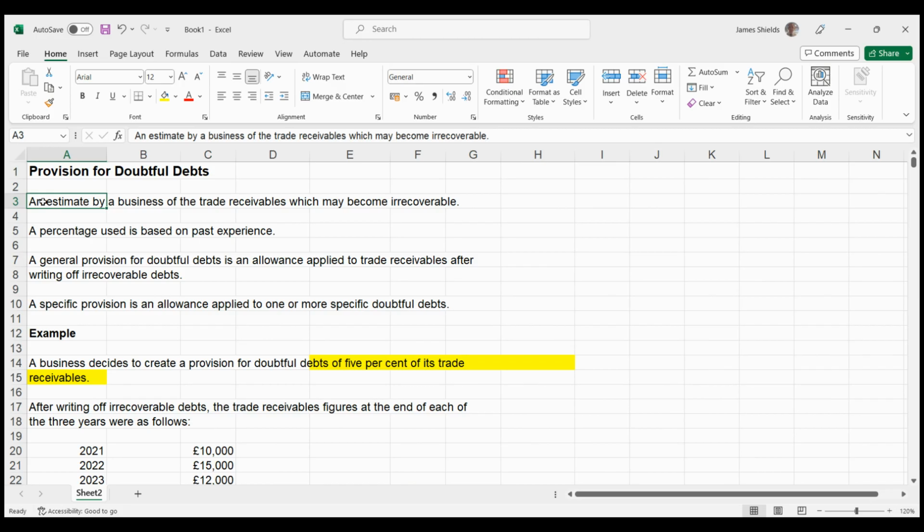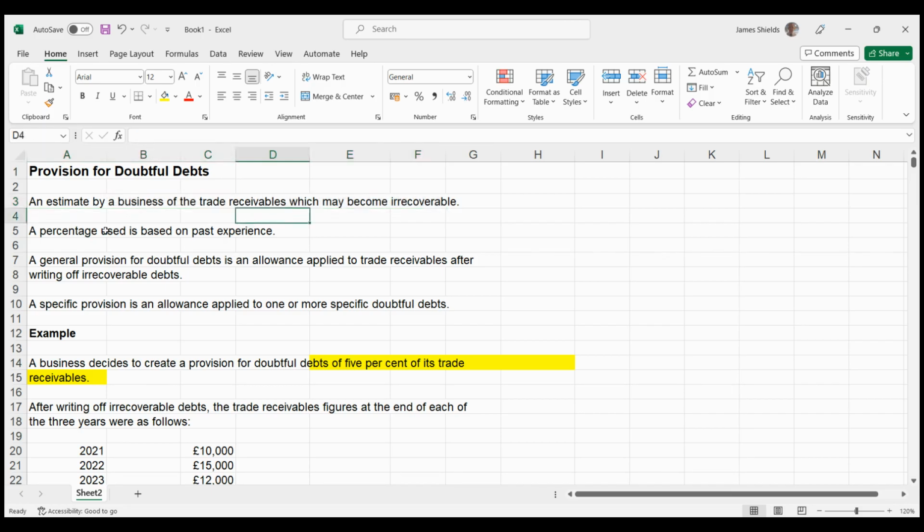Now, the provision for doubtful debts is an estimate by business of the trade receivables which may become irrecoverable. So your trade receivables are your credit customers, and some of them may not be able to pay us in the future. So we have an estimate by business of the trade receivables which may become irrecoverable.